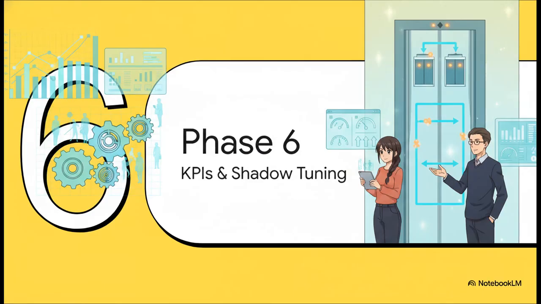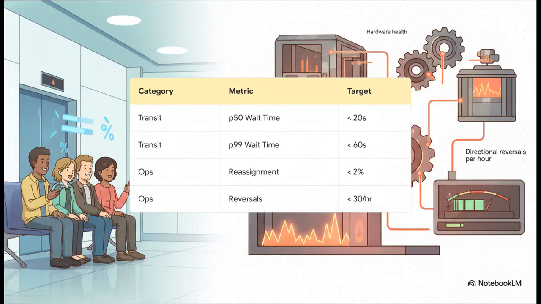Finally, we reach Phase 6, KPIs and shadow tuning. You've built the system, but we have to prove to the interviewer that we can actually maintain and optimize this beast in live production. We use aggressive monitoring to balance two competing forces, passenger experience versus hardware health.